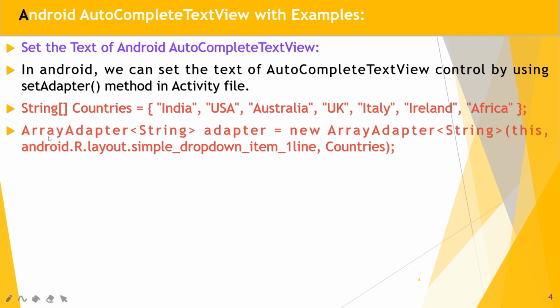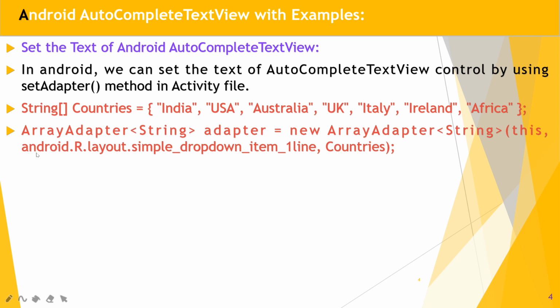That means we can only save string type values in the ArrayAdapter. Actually, in the ArrayAdapter class we can save non-homogeneous objects together in a single entity, but currently we want only strings, which indicate the names of the countries. Great. So new ArrayAdapter of String, then pass the current context object.